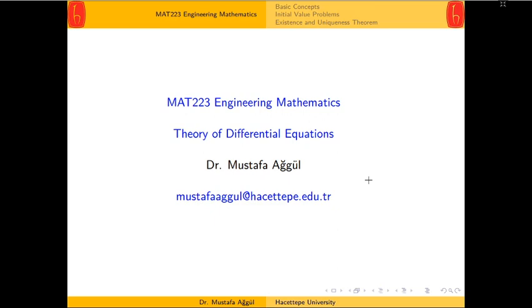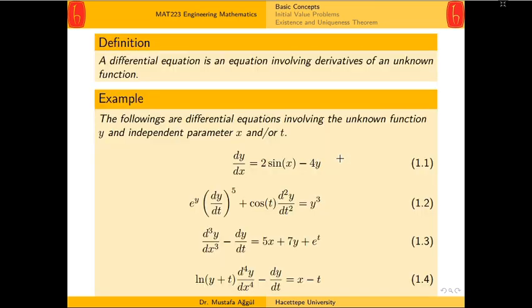Hello, welcome to MAT 223 Engineering Mathematics course. In this course, we will study the theory of differential equations. Our topics are basic concepts and initial value problems, and we will also cover existence and uniqueness theory.